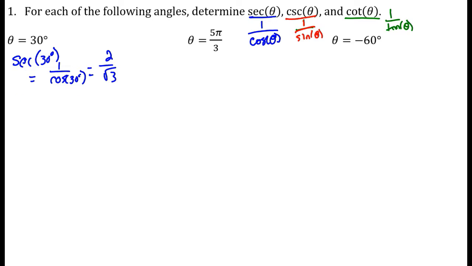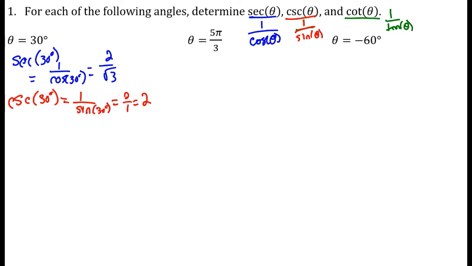Well, what's the sine of 30? Because we need to now figure out the cosecant of 30. Cosecant is the reciprocal of sine. So what's the sine of 30? The sine of 30 is a half, so when you flip a half, you get 2 over 1, which is 2.